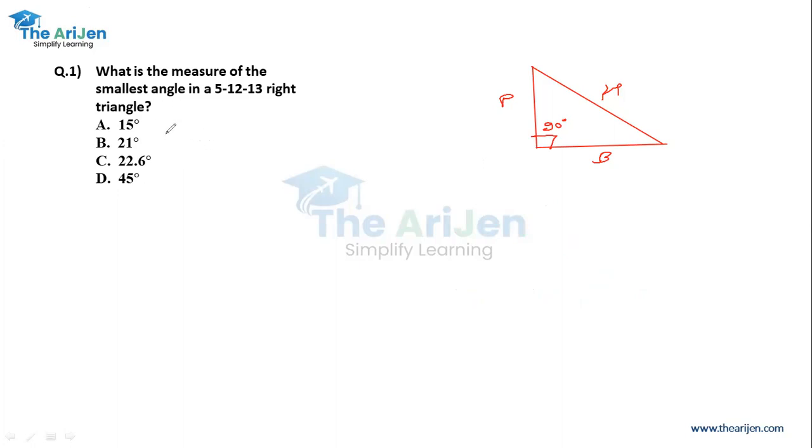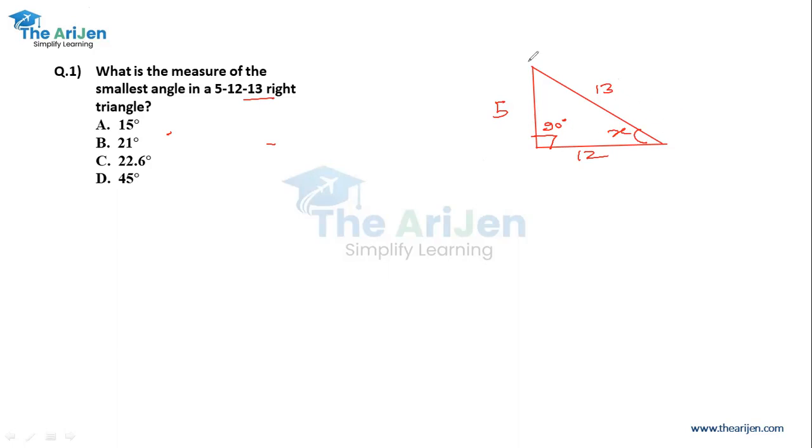So now in this question, I am writing this thing. What is the measure of the smallest angle in a 5, 12, 13 right triangle? So you know already that the maximum length of a side in a right angle triangle, we consider it as hypotenuse. So it is 13. I am taking base as 12 and perpendicular as 5 here. And the angle opposite to the smallest side will be the smallest angle.